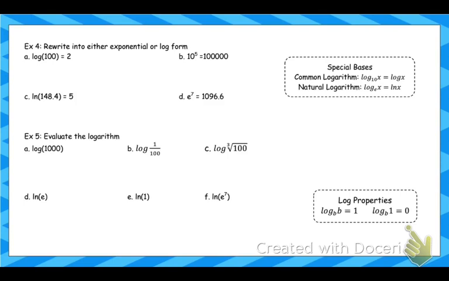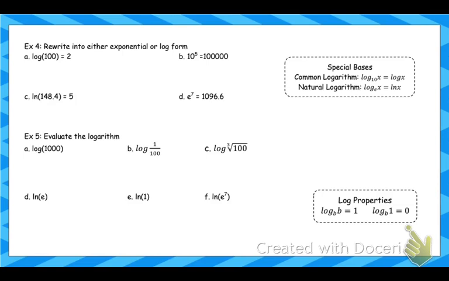Okay, so now what we're going to talk about are some special bases. What that means basically is the base is not written, but the base is implied by the way the log is written. If you notice on your calculator, there's a log button, and it just says log. It doesn't allow you to put a base in. Well, a log without any base is referred to as the common log, and that actually has a base of 10.